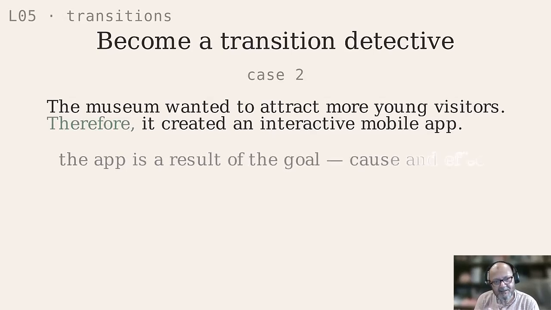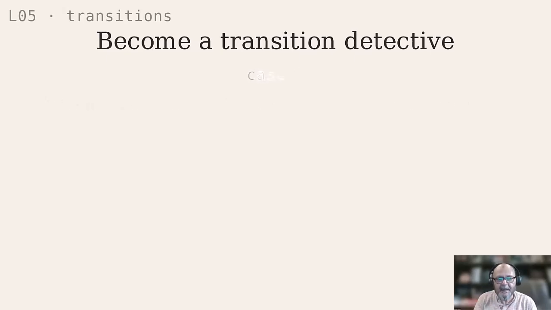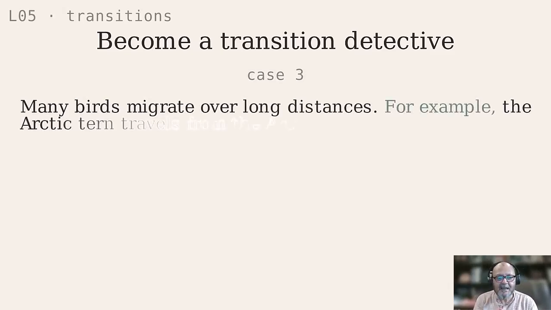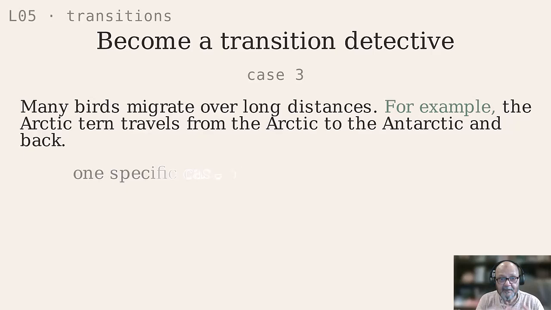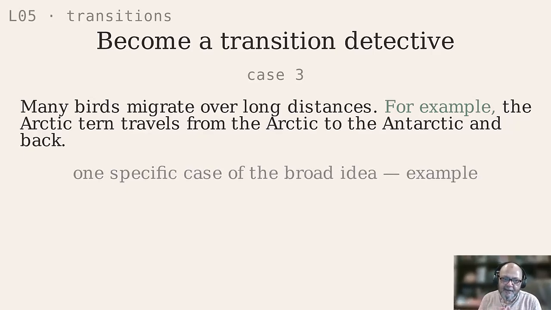A logical answer is, therefore, it created an interactive mobile app, right? All right, now let's look at the third example. Many birds migrate over long distances, blank. The Arctic tern travels from the Arctic to the Antarctic and back. The Arctic tern is a specific example of a bird that migrates a long distance. A logical answer is, for example, the Arctic tern travels from the Arctic to the Antarctic and back.